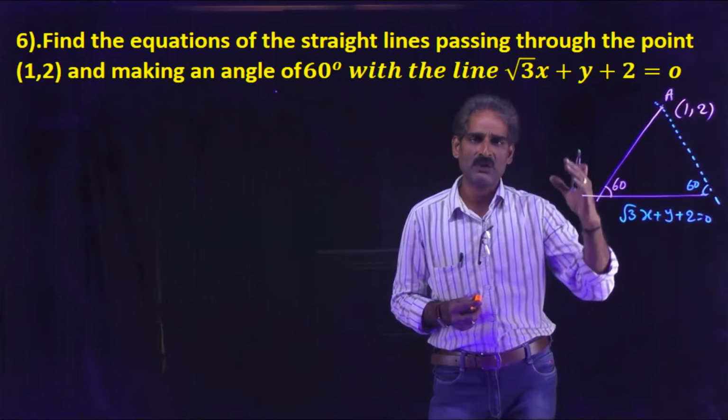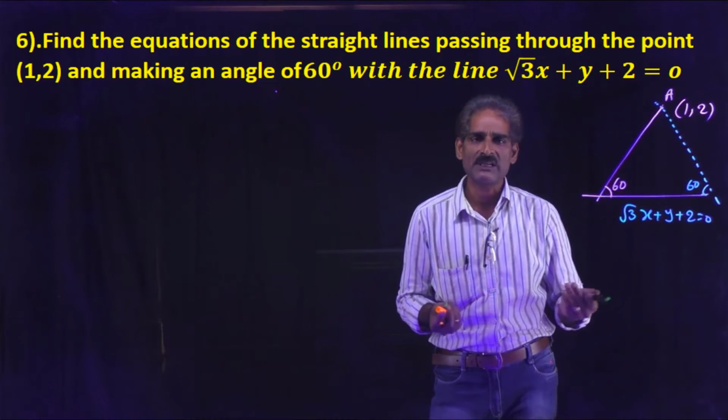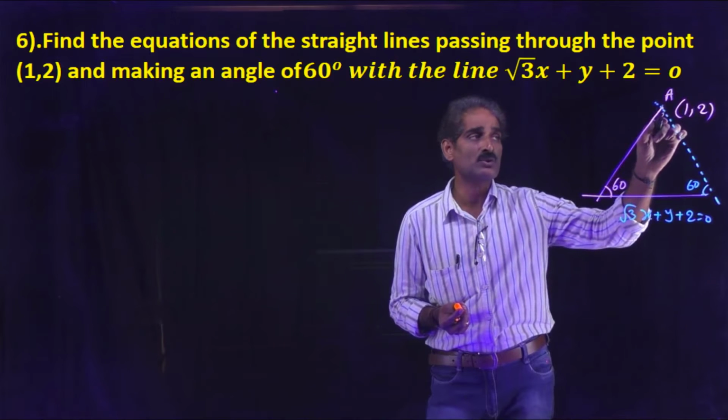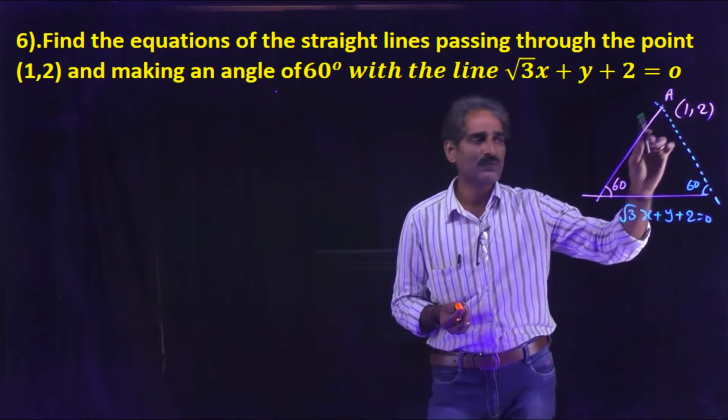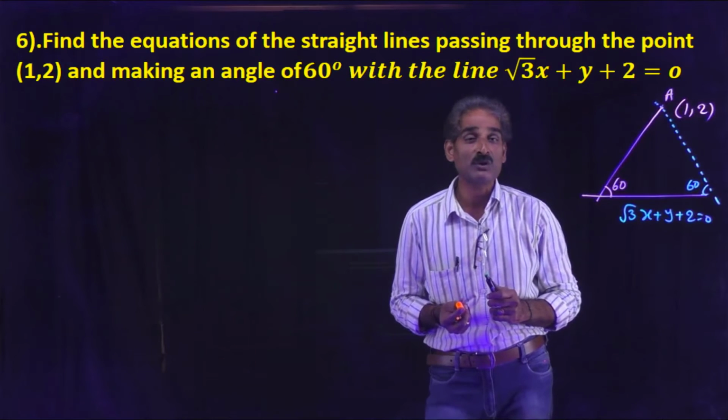There, 45 degrees was given, I think. Here it is 60 degrees. Same method. You have to find these two equations. These two lines are already passing through the point (1, 2). If you know the slopes of these two lines, we can write the equation of the lines by using the point-slope form.